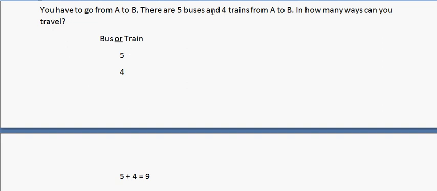So this is an example of the basic principle of addition, which says that if a thing can be done in n ways or m ways, right? So m ways is 5 buses and n ways is 4 trains, then the number of ways in which the thing can be done is m plus n, right? This happens only if you have to choose one of the 2 things, right?